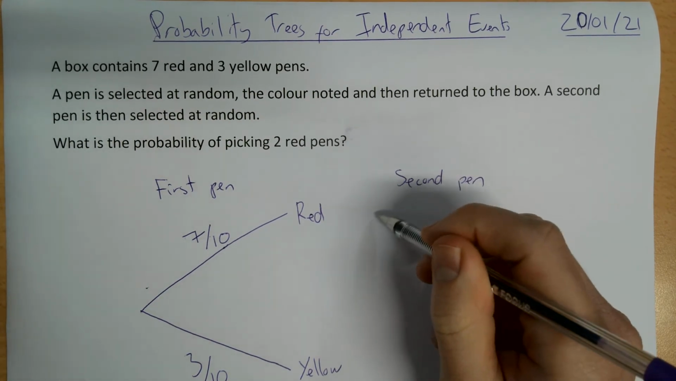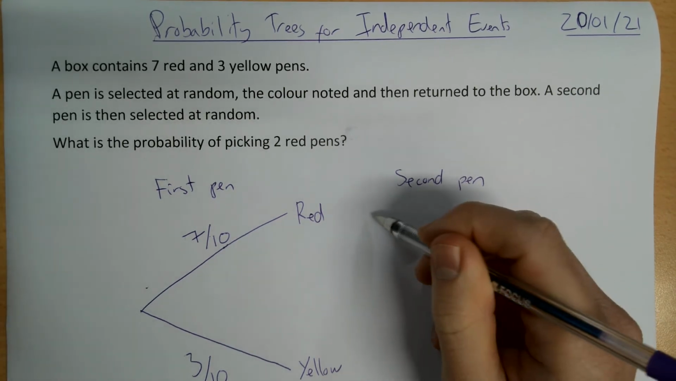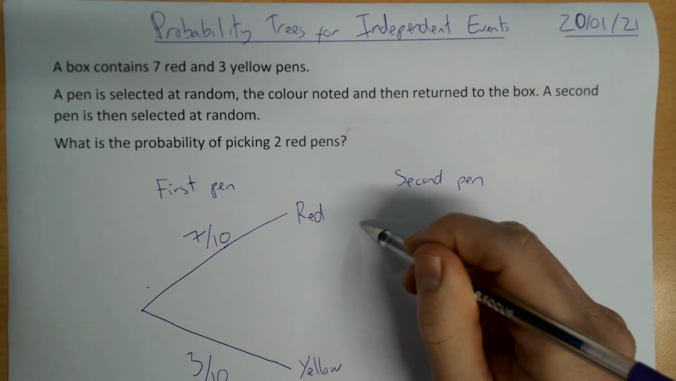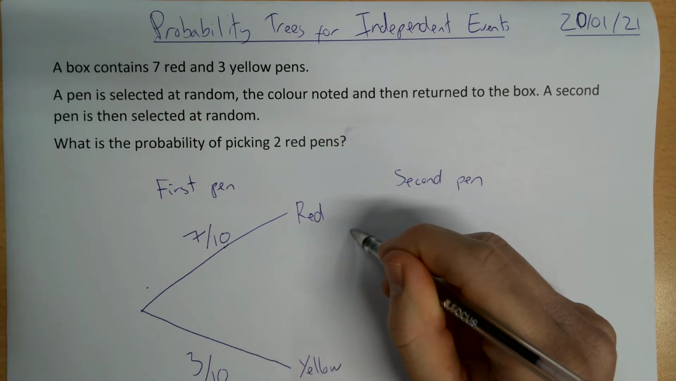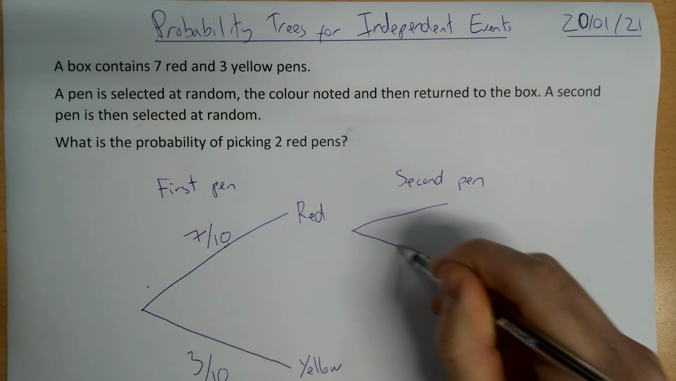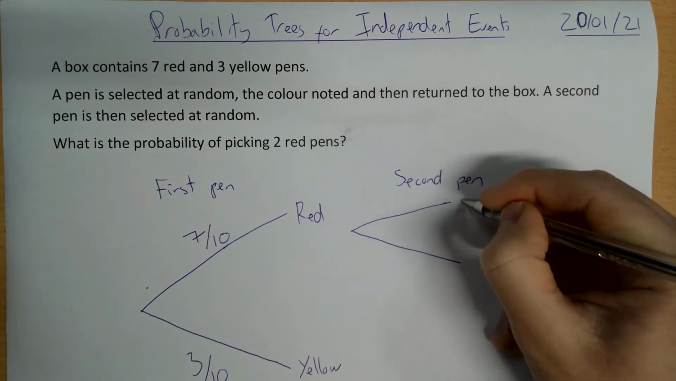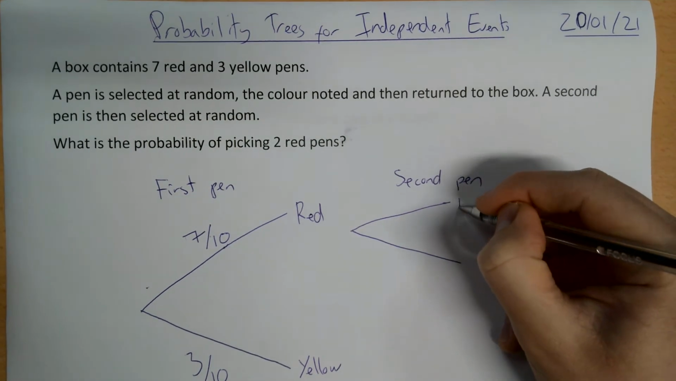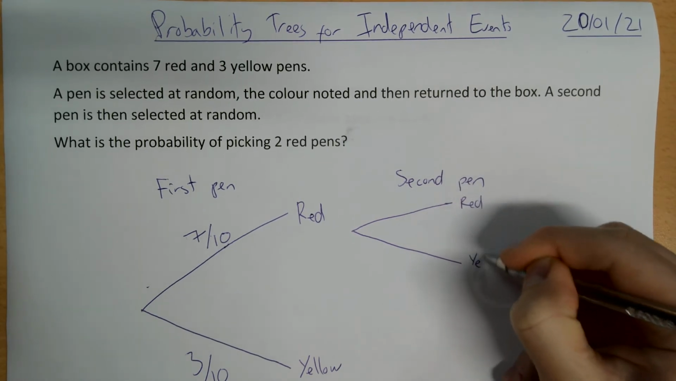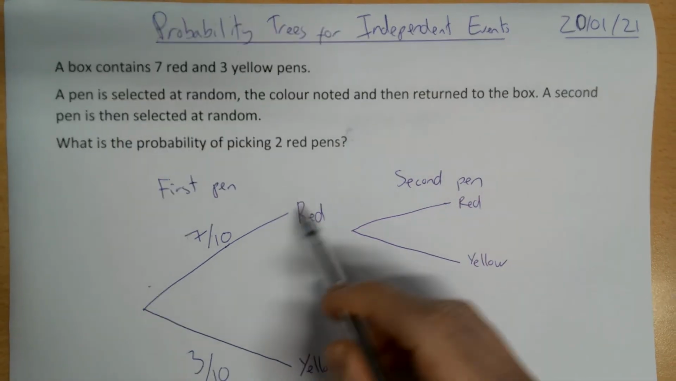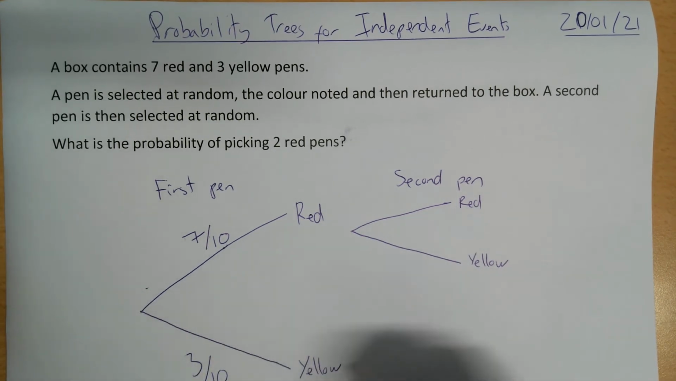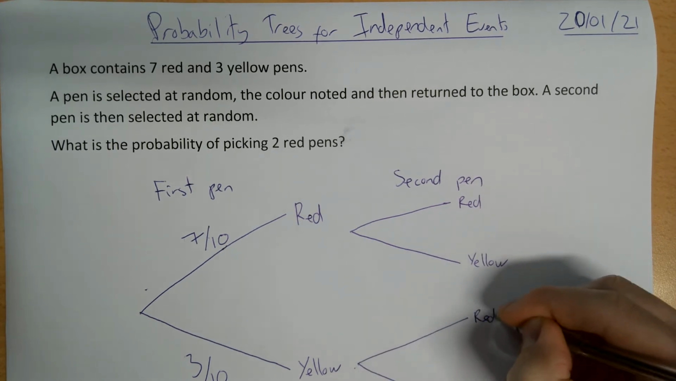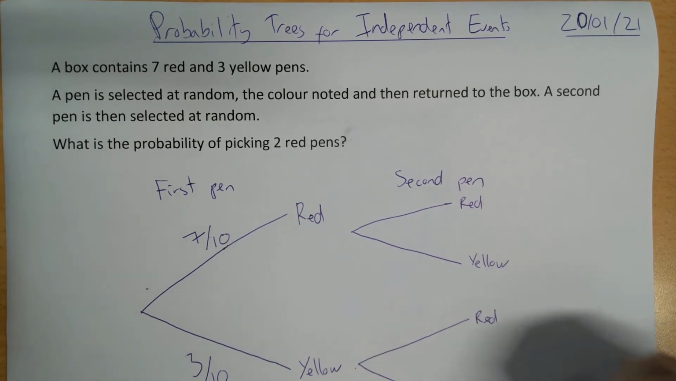Then there's the second outcome, which I've just realised I've not set up beautifully, but we'll make it work. The second pen. Again, there are 2 possibilities for the second pen. I'm going to do it slightly skinnier. The second pen could be red or yellow. But I need double branches here, because if the first pen is red, then the second pen could be red or yellow. But if the first pen is yellow, the second pen could still be red or yellow.